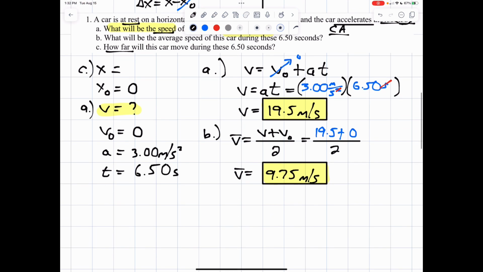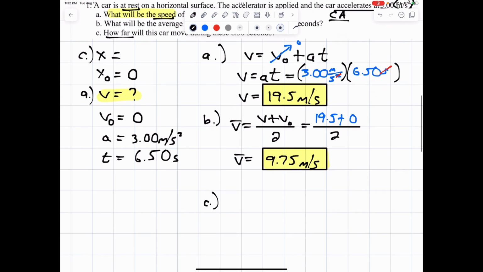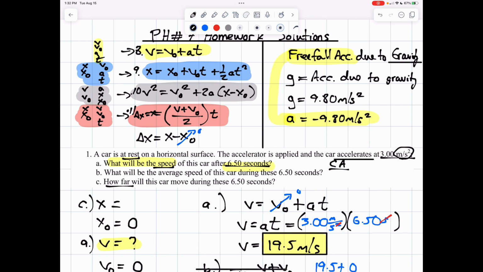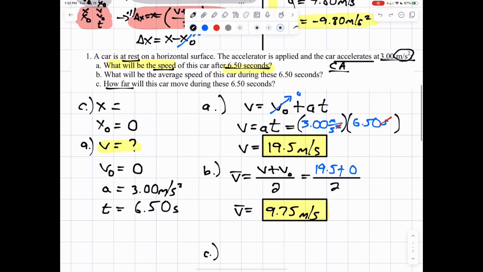Okay, and finally, in part C, we're looking for the displacement, how far it went. So if I'm looking at how far it went, I could use equation number 11, because that has how far it went. I could use equation number 9, because that has how far it went. And I could also use equation number 10, because that has how far it went too. But I would probably not choose to use equation 10, only because I'd have to solve for it. Let's use equation number 11.